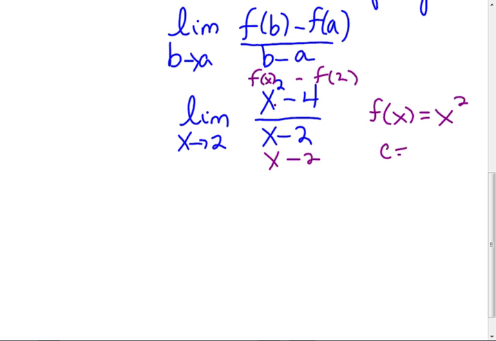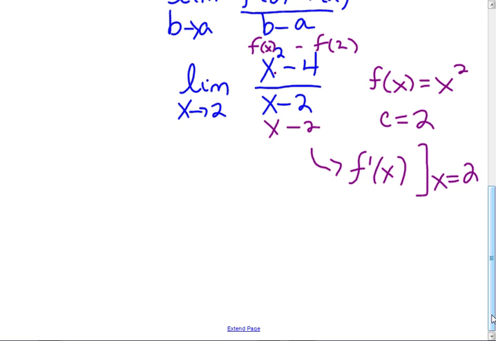C equals what? 2. Now, you could do the limit with L'Hopital's rule, or you could do the limit with factoring, or you could just take the derivative. So I recognize that's the derivative. So it's f prime of x when x is equal to 2. What's the derivative of x squared? You know that. It's 2x. At x equals 2, so the limit is 4. So we did it with factoring, we did it with L'Hopital's rule, and we did it with knowing it's a derivative. That one's not as bad as something that could happen.